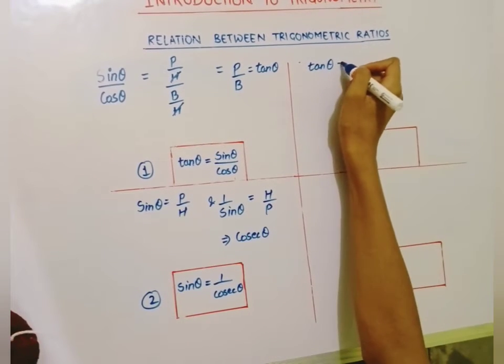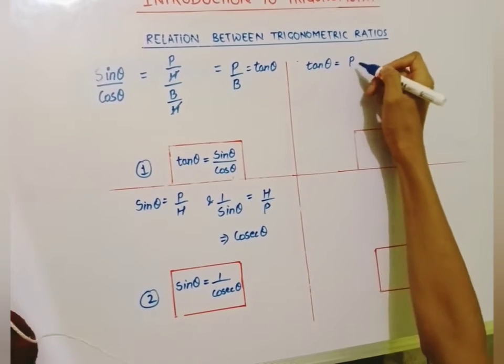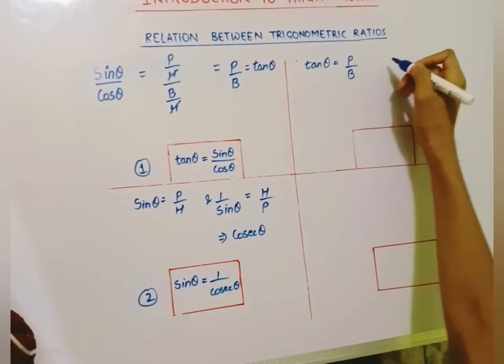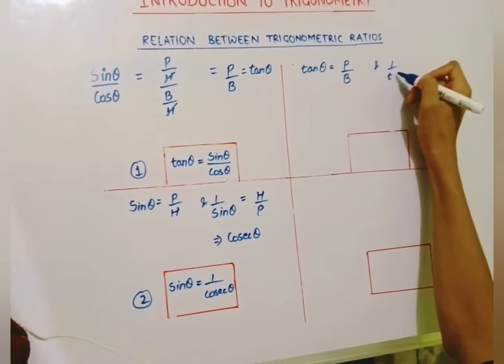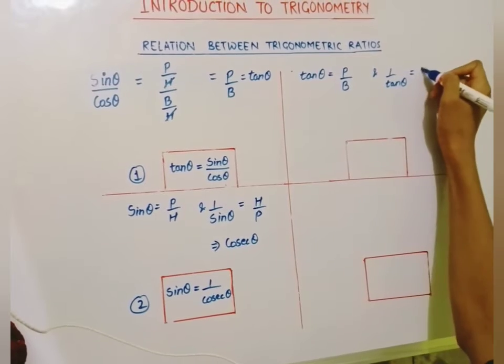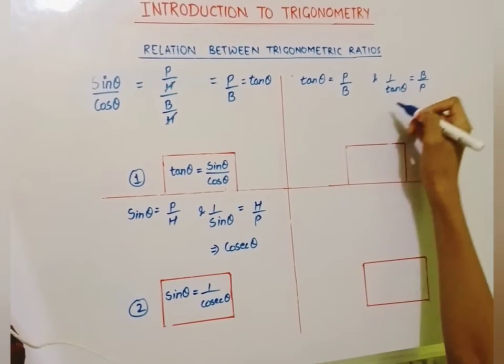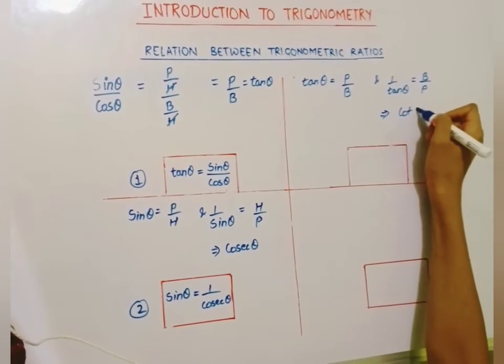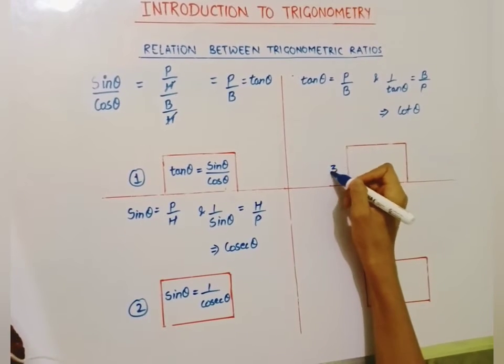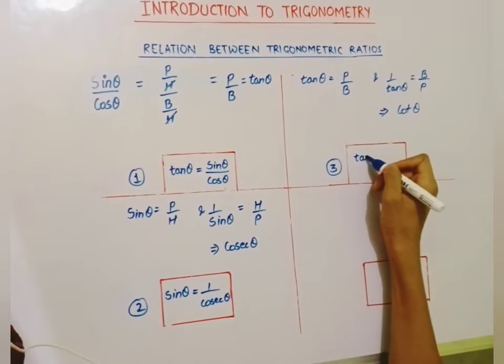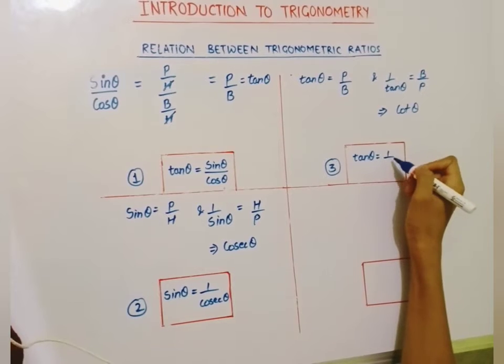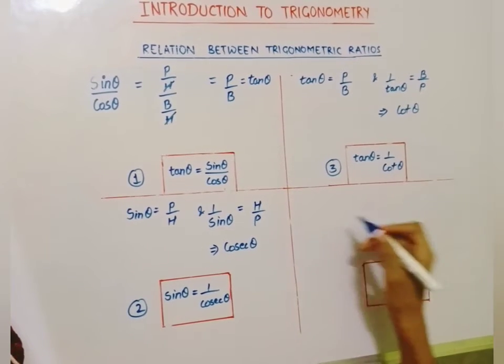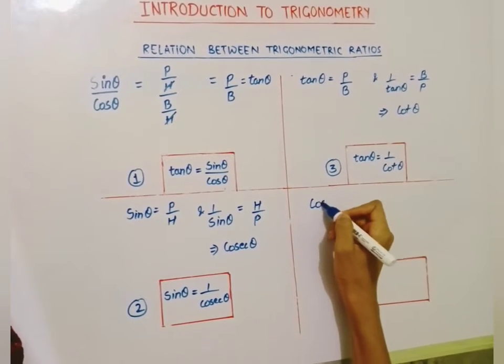Now tan theta is P upon B. So we divide 1 by it, we get B upon P, which is our cot theta. Now we get our third relation: tan theta is equal to 1 upon cot theta, or cot theta equals 1 upon tan theta.